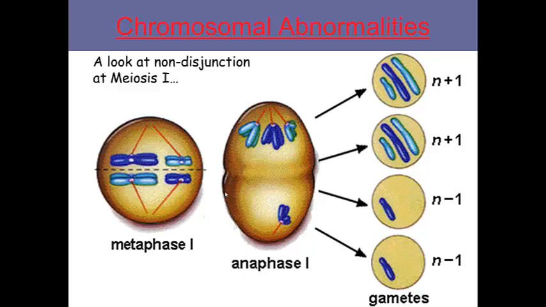Chromosomal abnormalities, so looking at non-disjunction in meiosis 1. Here you have metaphase 1 occurring normally, and then in anaphase 1, instead of this pair going this way and these two going this way, you have all three moving up and only one moving down. So this is called a trisomy 1, 2, 3.